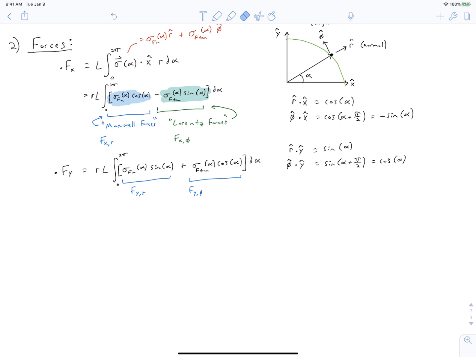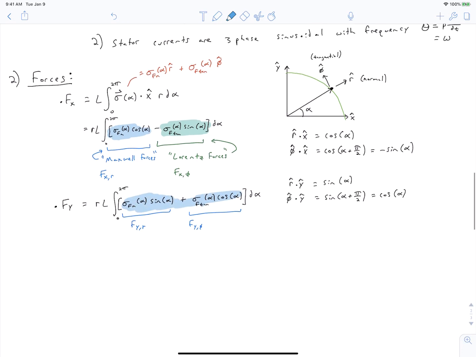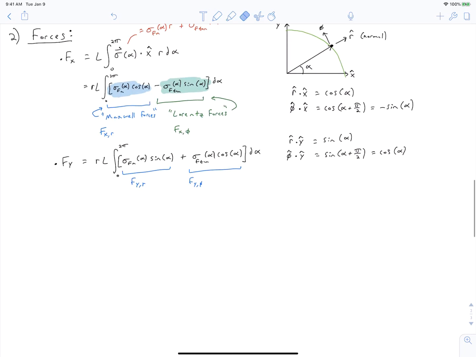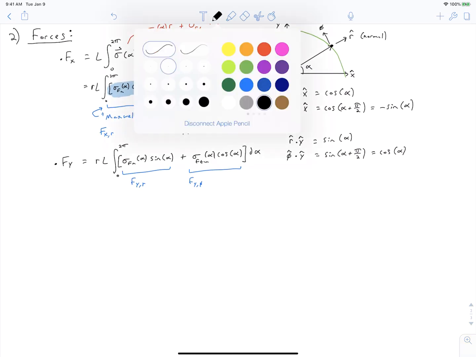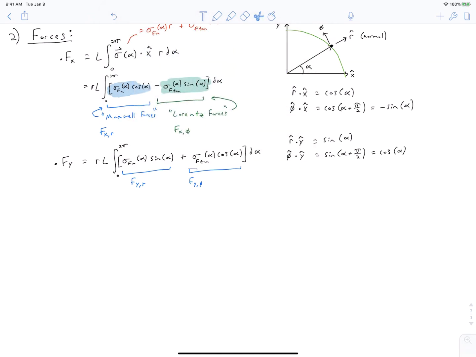And to get the y direction forces, we first go back and we look at our unit vectors again. So we dot our r hat vector with our y hat vector and our phi hat vector with our y hat vector. And then we go over here and we use that information to populate our integral. So instead of r hat dotted with x hat, we're doing r hat dotted with y hat, right? And instead of phi hat dotted with x hat, it's phi hat dotted with y hat. And so we can divide these up in the same manner that we have Lorentz and Maxwell forces.